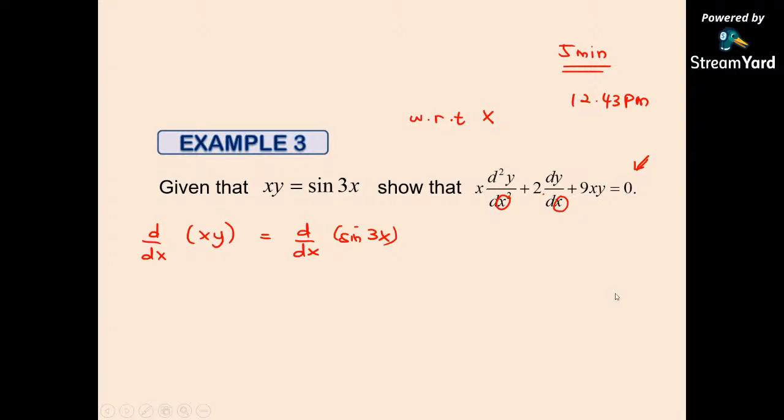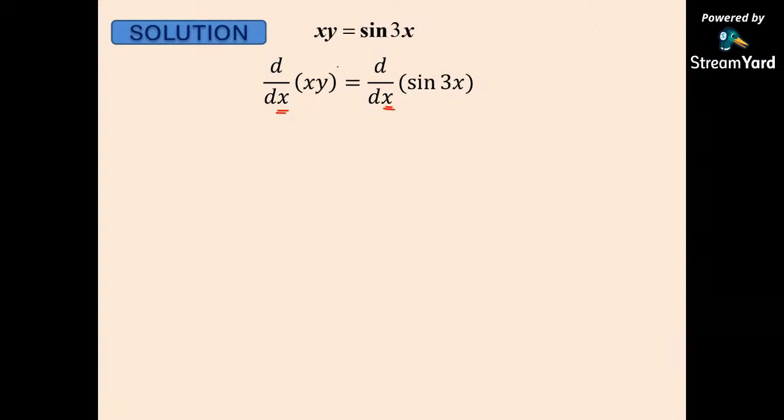Okay, tak apa. Right, so now let me show you how to do this question. So xy equal to sin 3x. We're going to differentiate left hand side, right hand side. And like I told you before, I prefer to write this down so that I know whether I'm differentiating with respect to x or with respect to y. Now we got a multiplication between x and y, therefore we need to use the product rule. So u is equal to x, v is equal to y. So u prime is equal to 1, v prime is equal to dy over dx.